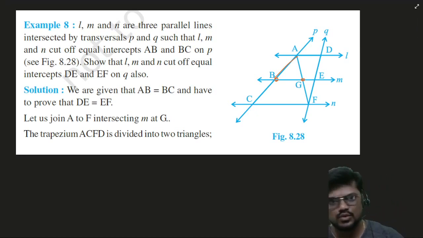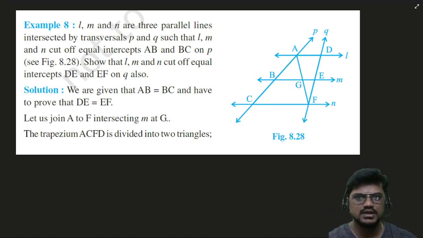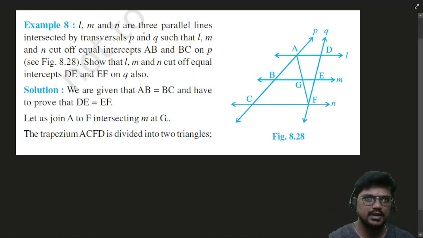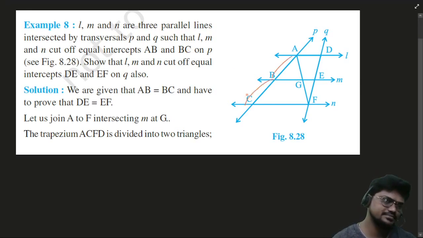So what you have over here: it was given that L, M, N are three parallel lines with equal intercepts, so AB is equal to BC. If AB equals BC, that means B is the midpoint of AC. And also this line is parallel to this line, so this has to be a midpoint by the second theorem which we know.